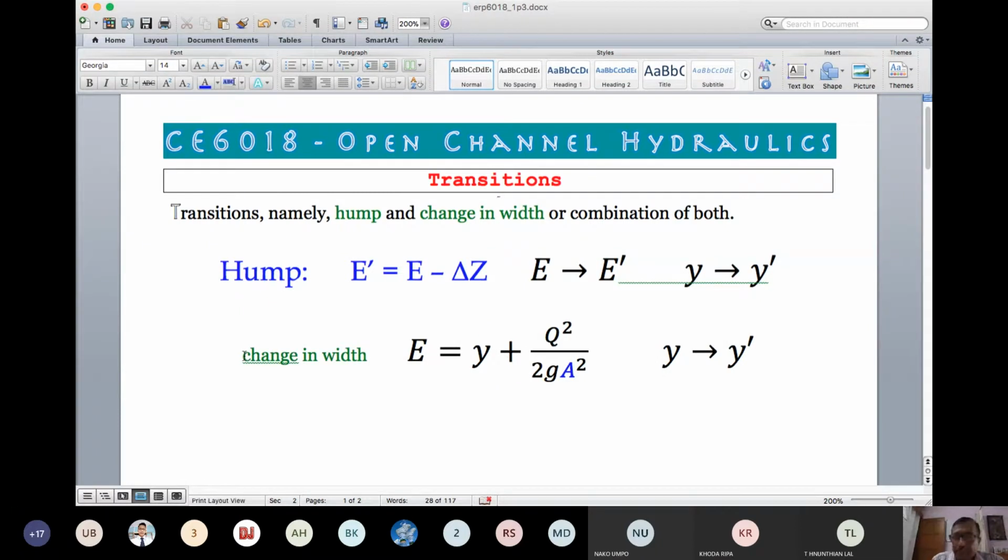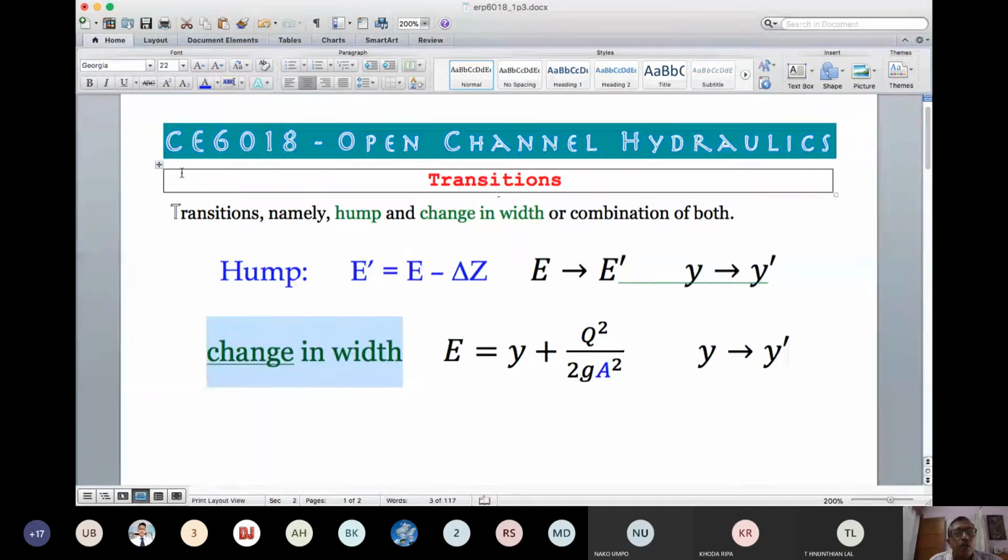In case of change in width, you will have only y changing to y dash. So it matters to us that the depth of flow is changing. The depth of flow is changing.